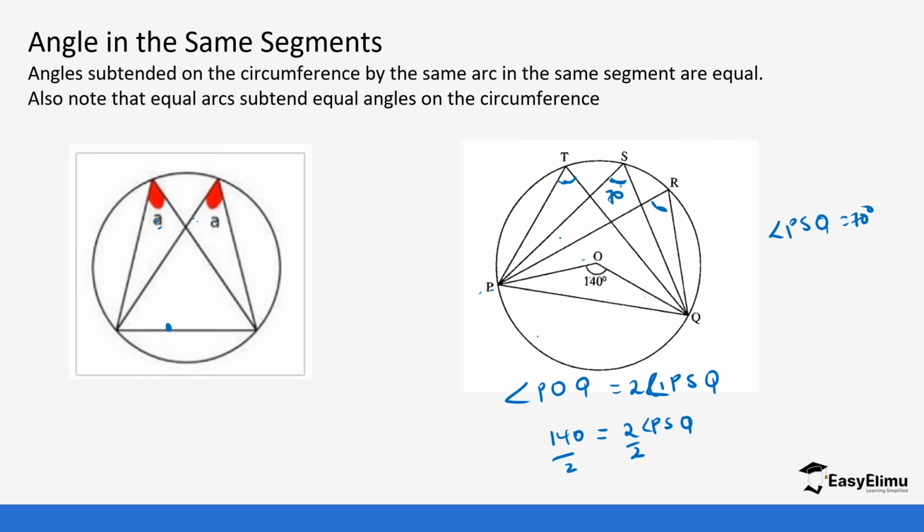And we said that angles subtended on the circumference by the same arc, in this case arc PQ, are going to be equal. That means angle PTQ is equal to angle PRQ, which is also equal to angle PSQ. And PSQ is 70, so this is 70, and this is 70. That's basically what that property means. Sometimes, as you've seen in this example, they merge different concepts that have been learned before, so you need to be able to remember those properties too.